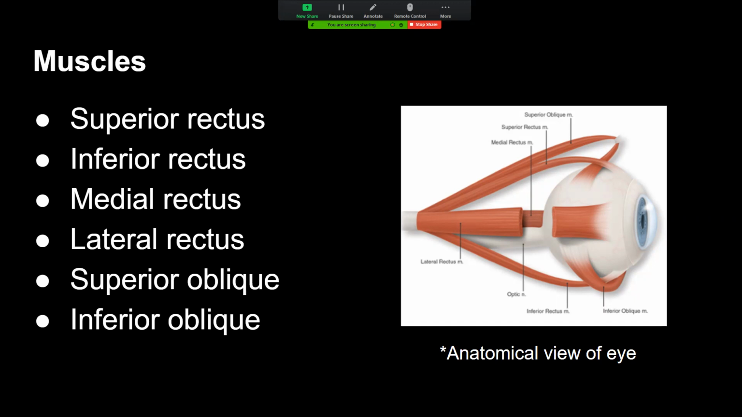The superior rectus is located above the eyeball, and it allows the eyeball to turn upward. So when I am looking at the ceiling, that is the muscle that is being initiated. The inferior rectus is a muscle that is beneath the eyeball. And when I am looking down, that is the muscle that is being activated.